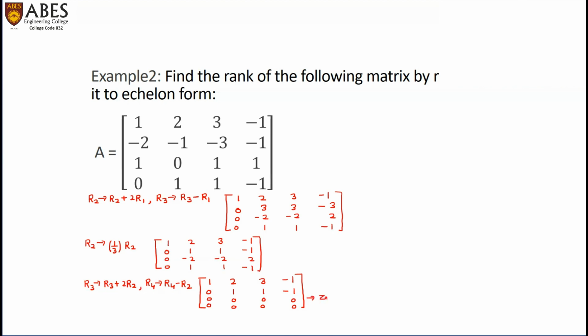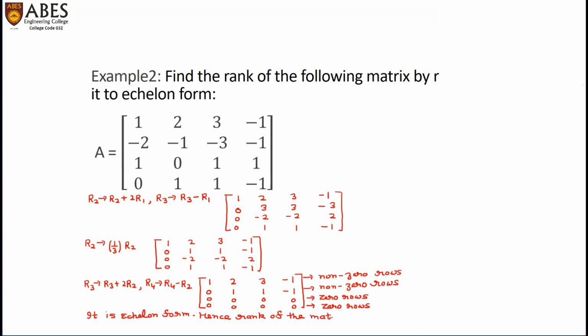These rows are called the zero rows because all the entries are 0. The others are the non-zero rows. So it is an echelon form. Hence, the rank of the matrix is equal to the number of non-zero rows. So we have 2 non-zero rows.